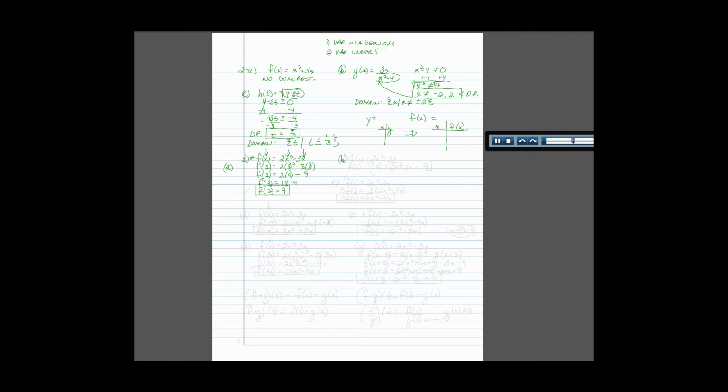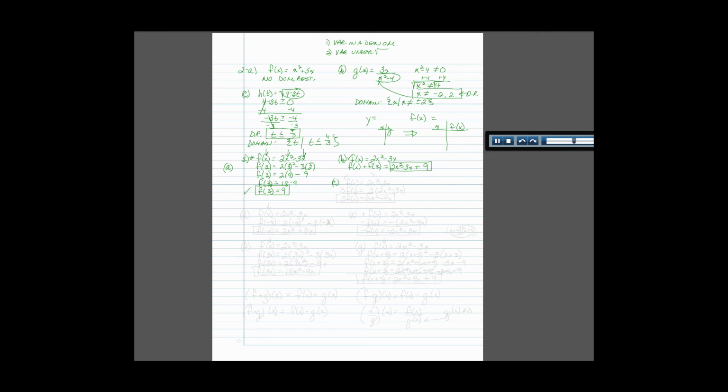So let's look at b. We're using that same function. F of x equals 2x squared minus 3x, and we want to know what is f of x plus f of 3. Well, we just found f of 3 right there, and we know what f of x is right there, so it's going to be f of x, 2x squared minus 3x, plus the f of 3 that we found, so plus 9. So that was an easy one.